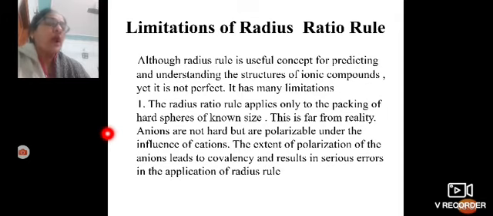Anions are not hard but are polarizable. Under the influence of cations, the extent of polarization of the anion leads to covalency and results in serious error in the application of the radius ratio rule.